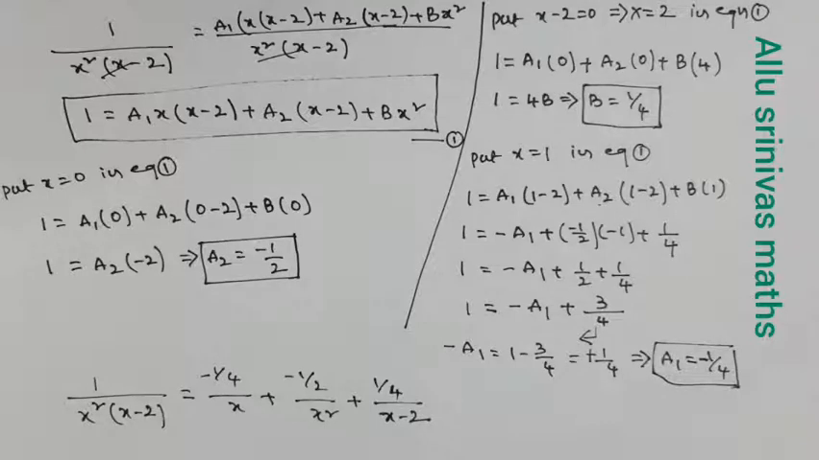So in this way we can find the partial fractions for the given rational fractions.